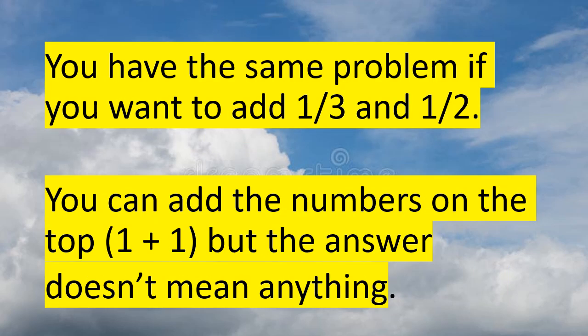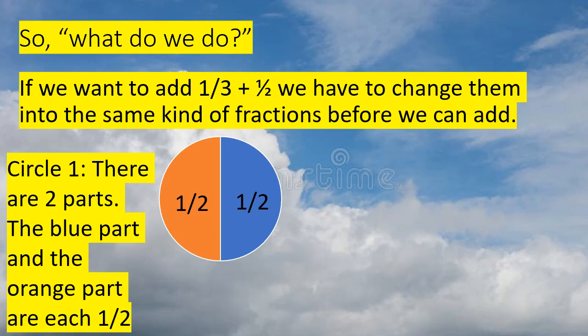You have the same problem if you want to add 1 by 3 and 1 by 2. You can add the numbers on the top, 1 plus 1, but the answer doesn't mean anything. So what do we do? If we want to add 1 by 3 plus 1 by 2, we have to change them into the same kind of fractions before we can add.